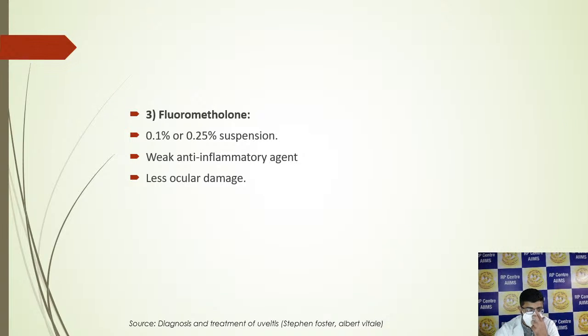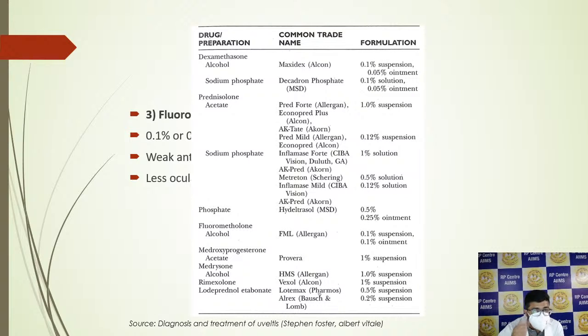So the degree of penetration depends more upon the concentration and the dosage frequency. And the other one is fluorometholone. It is a weak anti-inflammatory agent, hence it causes less ocular damage. So this is a table showing the different topical preparations. What we commonly use is prednisolone, acetate or phosphate, and fluorometholone.